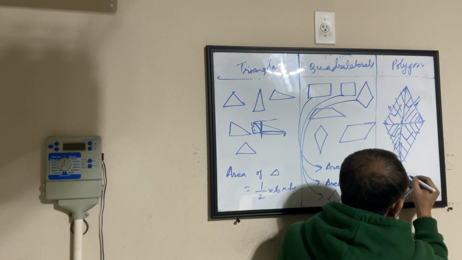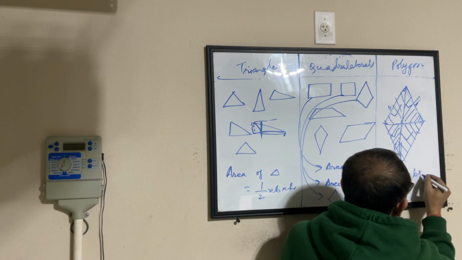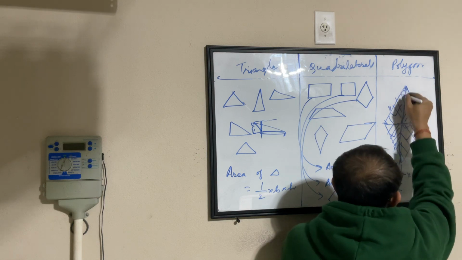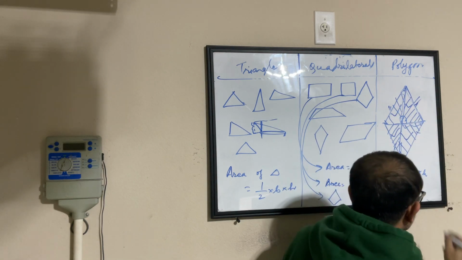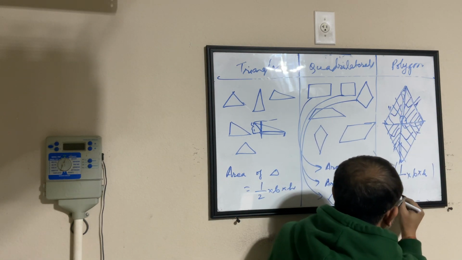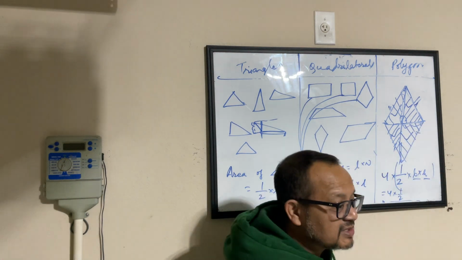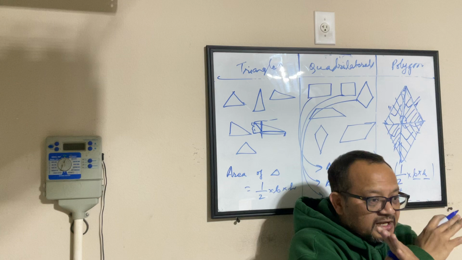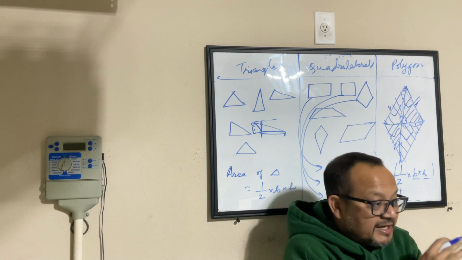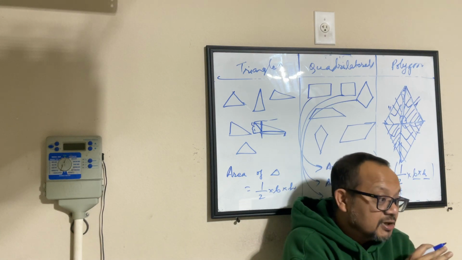The area of a right angle triangle is half into base into height. This is the base and this is my height because this is a right angle triangle. So 4 into half. Now this base, another property of a rhombus is that when the diagonals meet, they bisect each other perpendicularly.